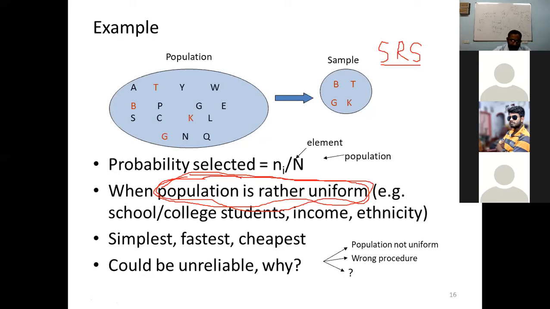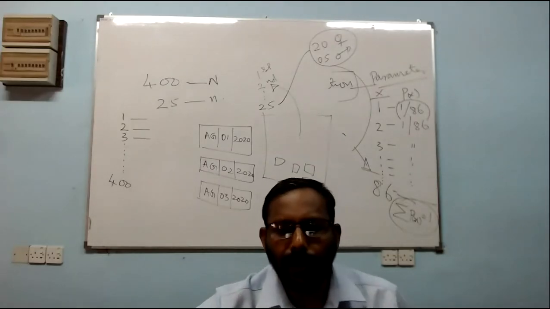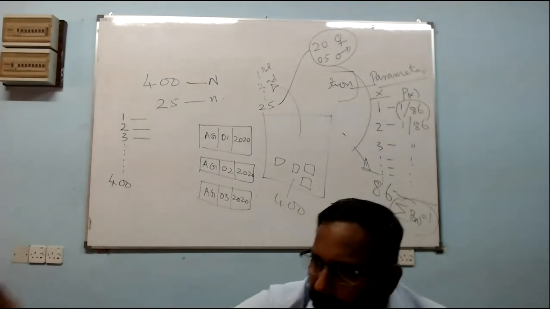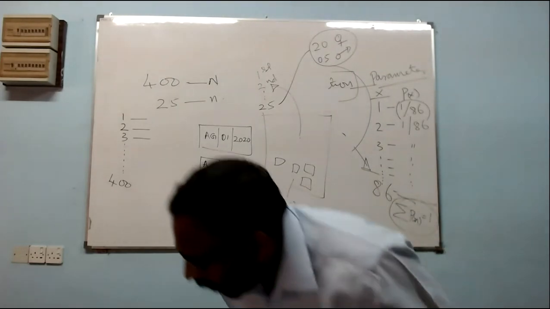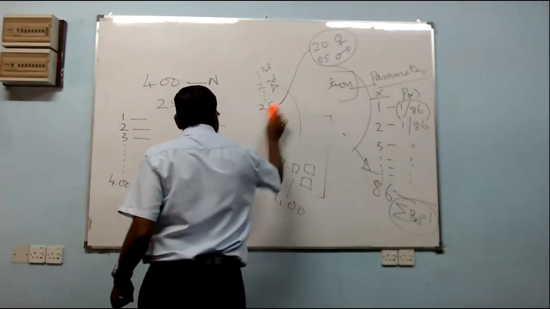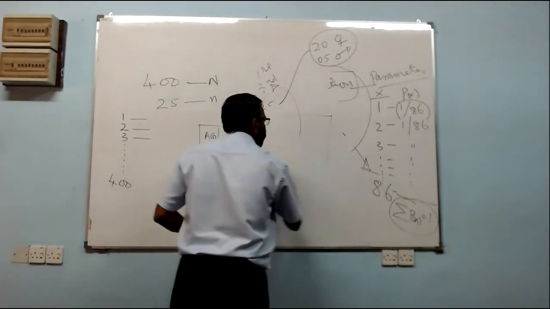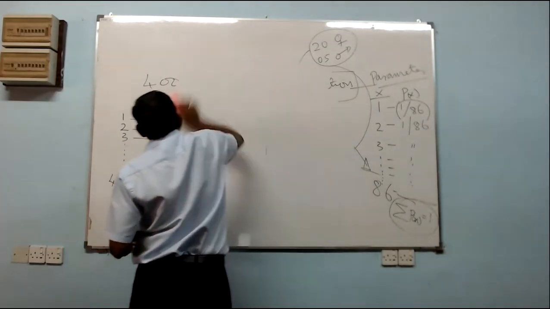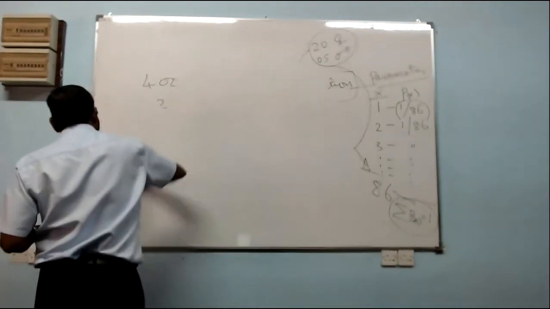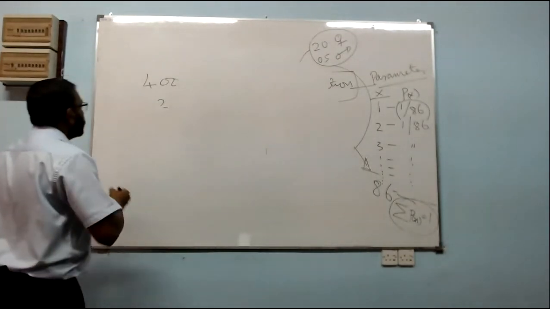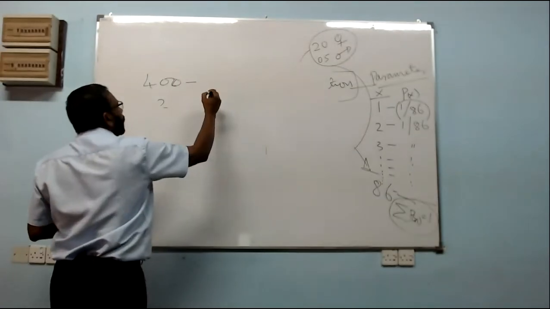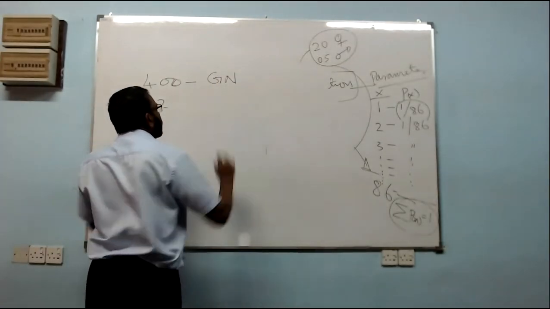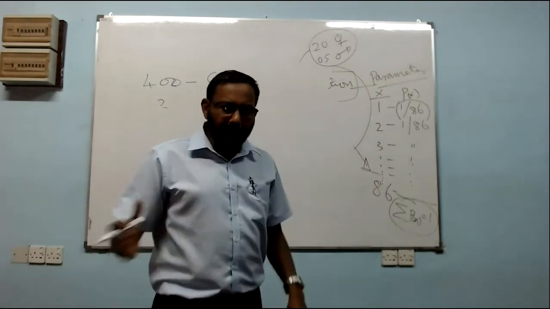The other thing is sometimes it is unreliable when you follow the wrong procedure, right? What do you mean by wrong procedure? Maybe once you come to your final year research, you may see what is the wrong procedure. Now, say I want to select, the same example. Have you heard about GN division, Grama-Niladhari division?